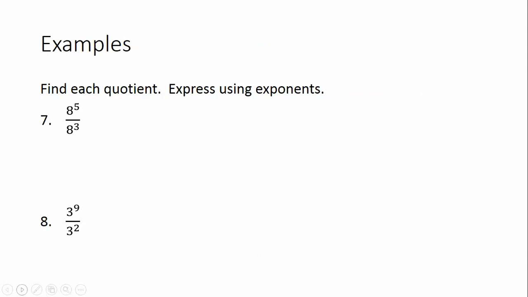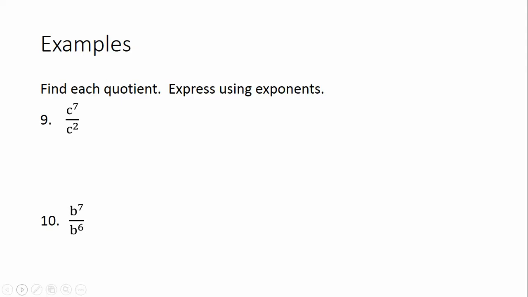So again, let's find the quotient. Remember, that's the answer to a division problem, expressed using exponents. So 8 to the 5th over 8 to the 3rd, 5 minus 3, is 8 squared. 3 to the 9th divided by 3 squared is 3 to the 7th, 9 minus 2.